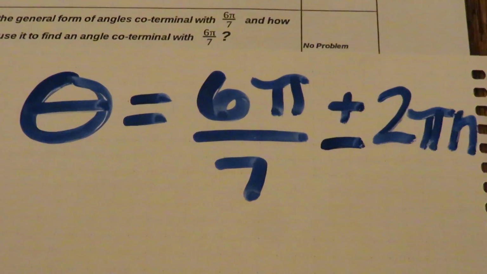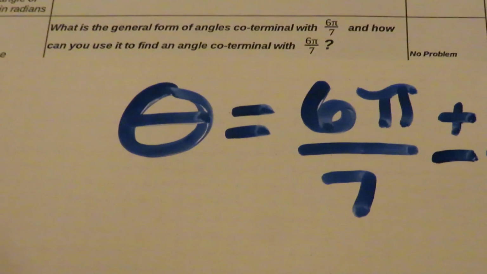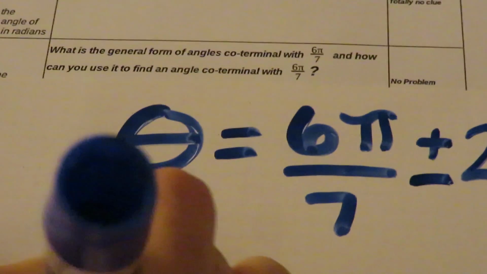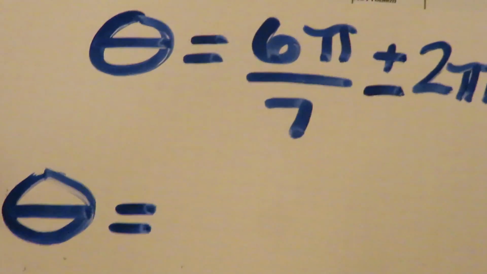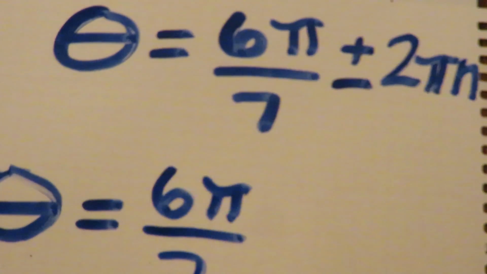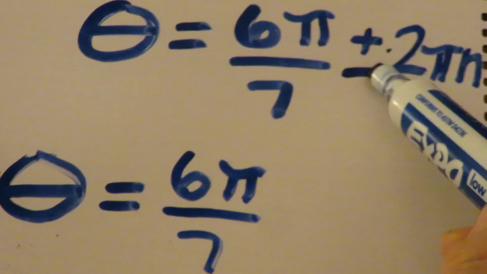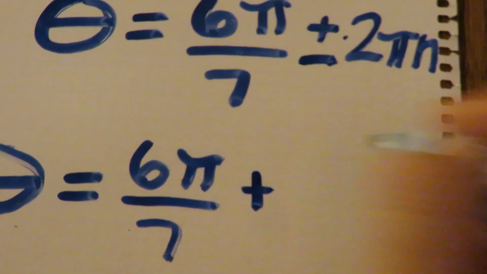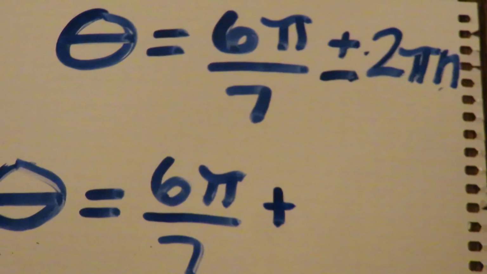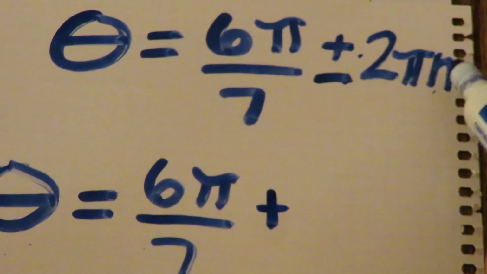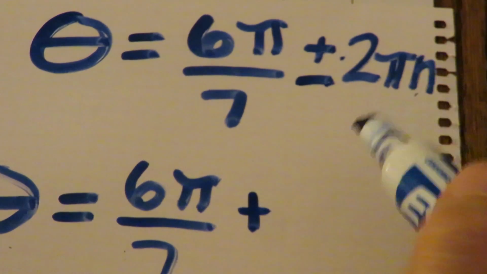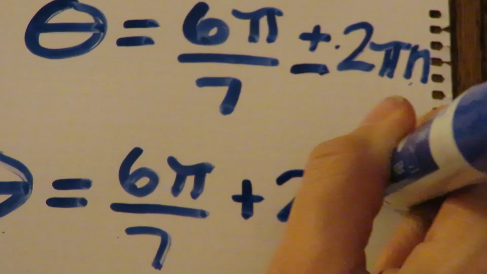The second part asks you to actually find an angle that's coterminal with 6 pi over 7. So what I can do is use that same formula. I start with 6 pi over 7, and I just choose what I want to do. Do I want to add or subtract? I can choose to add, and however many times I want to go around, why don't I just go around once? So think of n as being a 1. 2 pi times 1 is just 2 pi, so I'm going to add 2 pi.